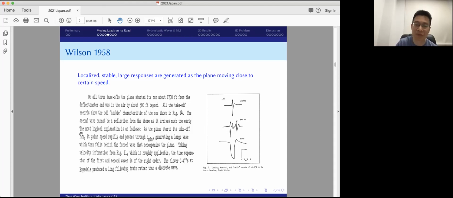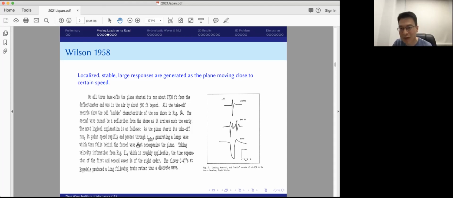The most logical explanation is as follows. As the plane starts its takeoff run, it gains speed rapidly and passes through C min, generating a large wave, which then falls behind the forced wave that accompanies the plane. So he found a very magic speed, which he called C min.